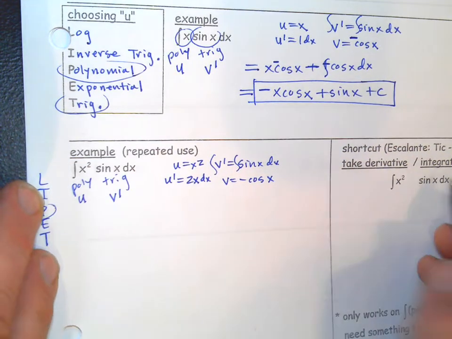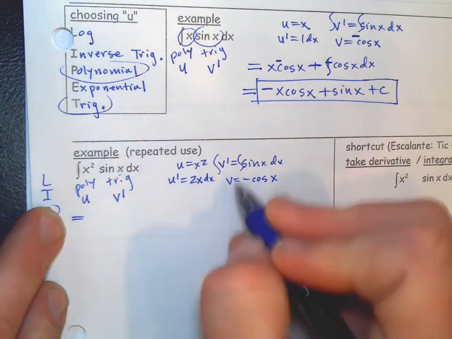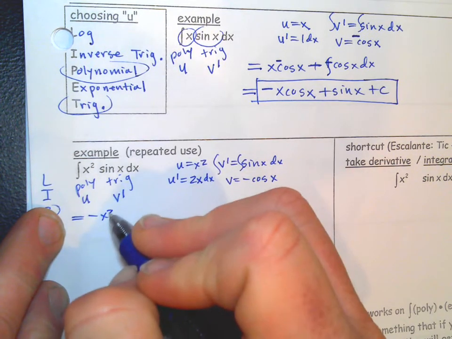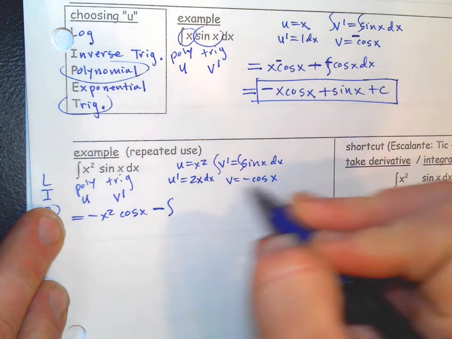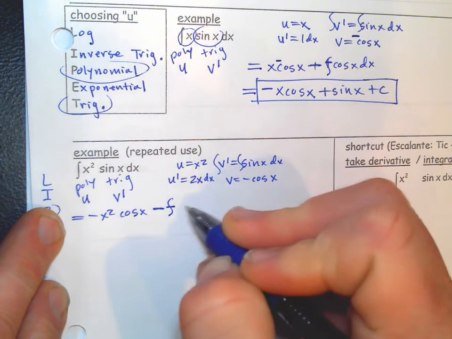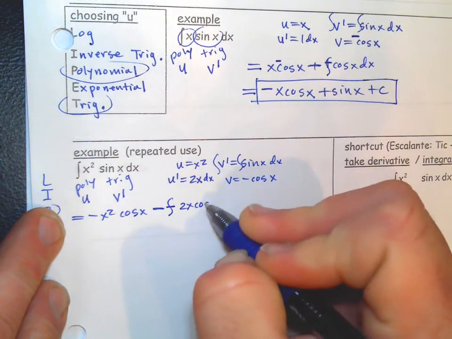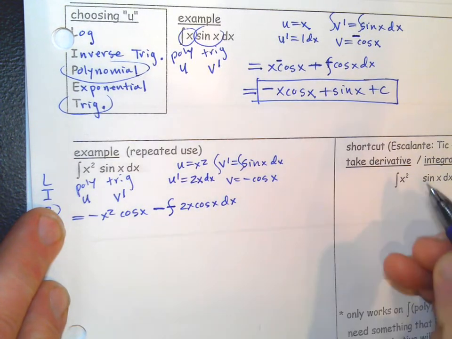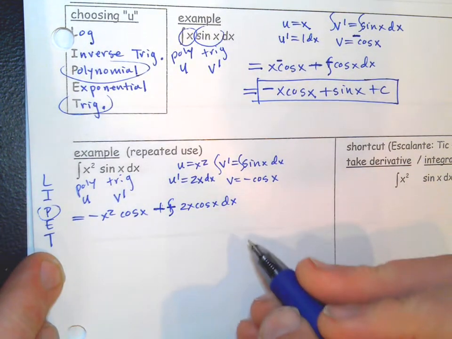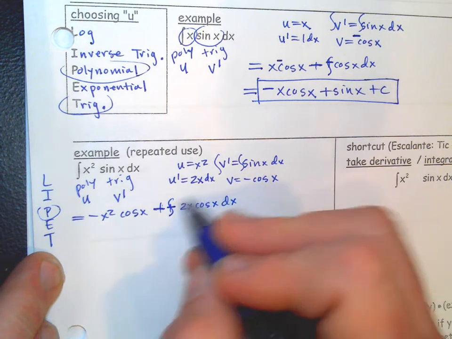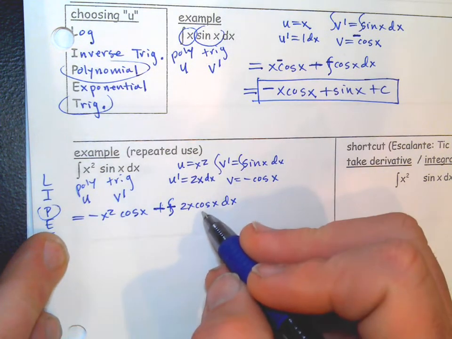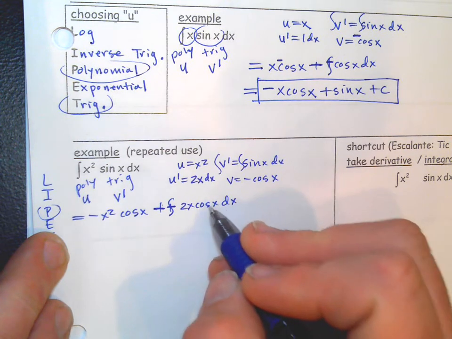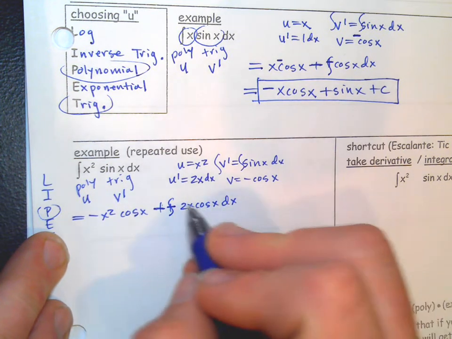All right? So then we're going to put them in the pattern. So it's going to be uv, negative x squared cosine x, minus the integral of the two new things. So negative 2x cosine x dx is a nice way of writing it. Plus. Okay, now can we integrate this? Usually, hopefully, the new integral is something we can integrate. We can't integrate that. Guess what? We have to do integration by parts again, all over.